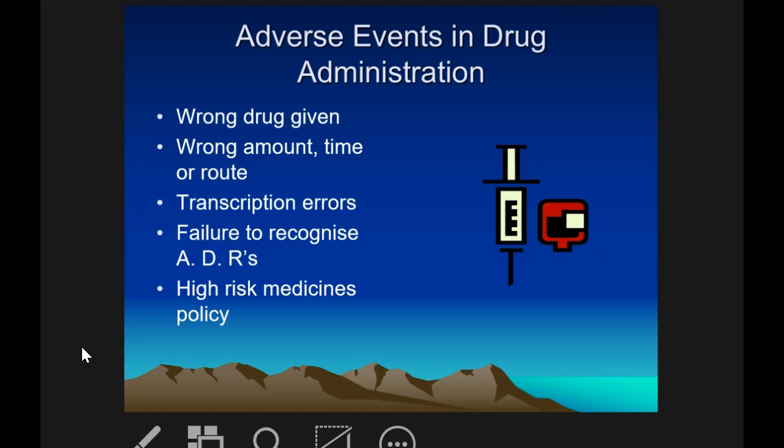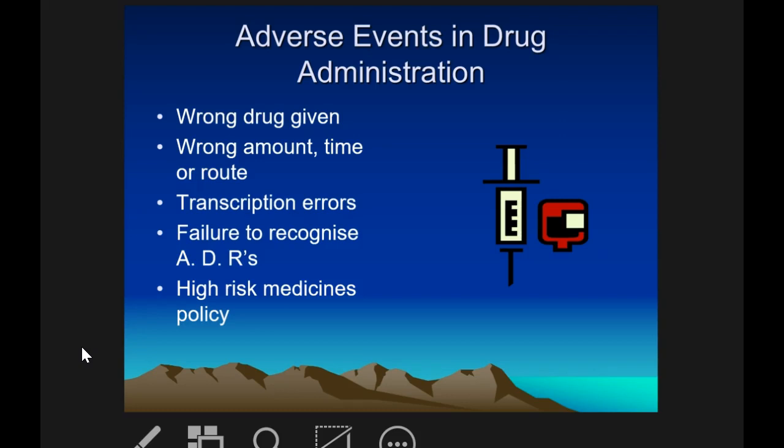Where do you get that knowledge? Well, lectures, textbooks, your MIMS, departmental circulars. It could be recorded in patient notes by the doctor. So very, very important. That's part of your role as well. Failure to recognise adverse drug reactions.